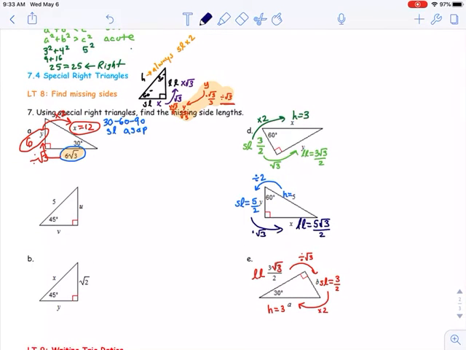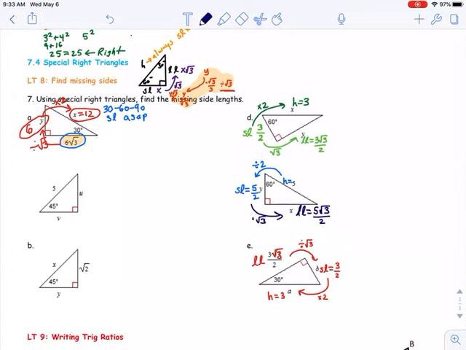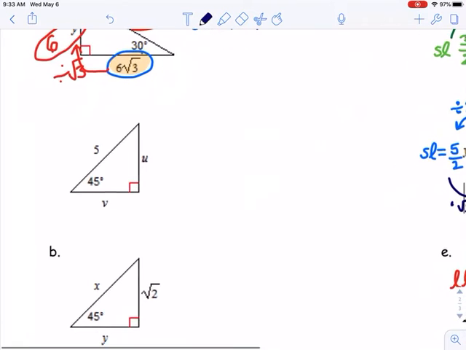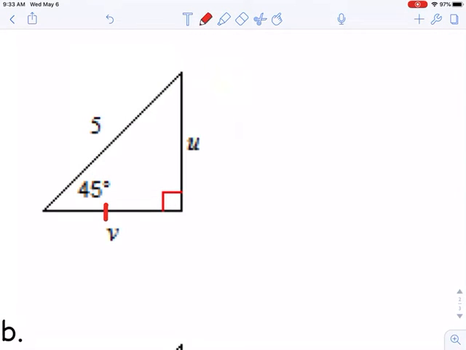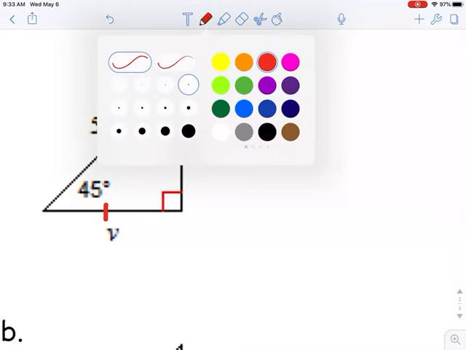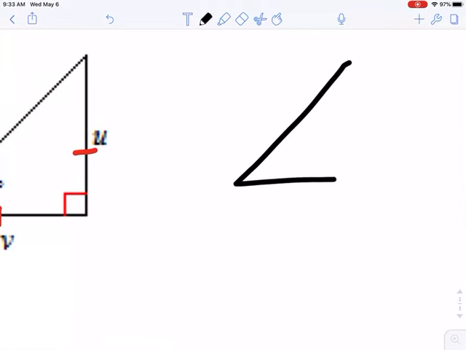Alright, that's it for 30, 60, 90s. Those are the more difficult ones in my opinion. My favorite right triangle is the right isosceles, the 45, 45, 90. Alright, so I'll just draw the picture here, extreme close-up.